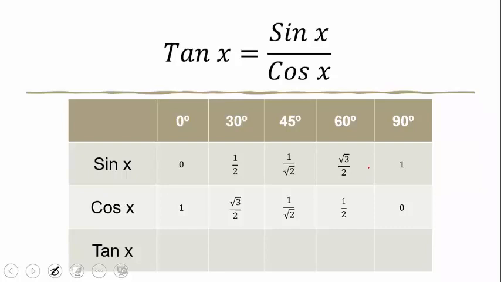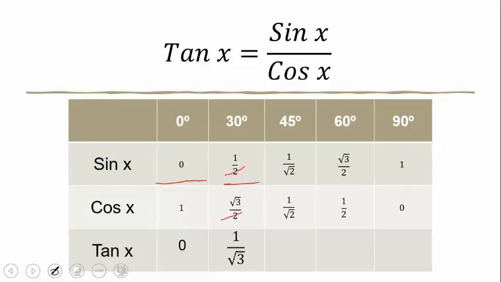In case of tangent, it is just the ratio of sine and cos. We just have to divide the values of sine and cos of the same angle to get tangent. For example, tangent 0 is equal to sine 0 divided by cos 0, which is equal to 0 upon 1, which will give us the answer of 0. Tan 30 is equal to sine 30 divided by cos 30, which is 1 upon root 3.